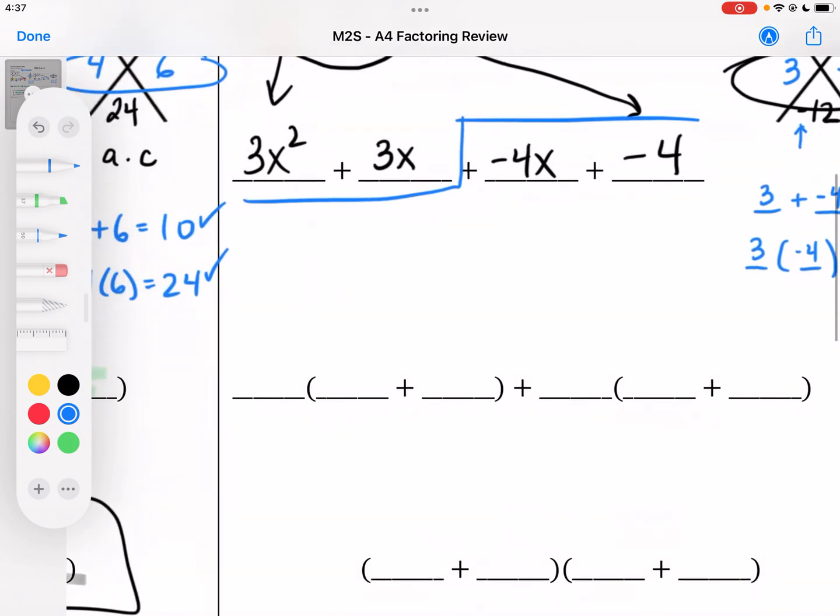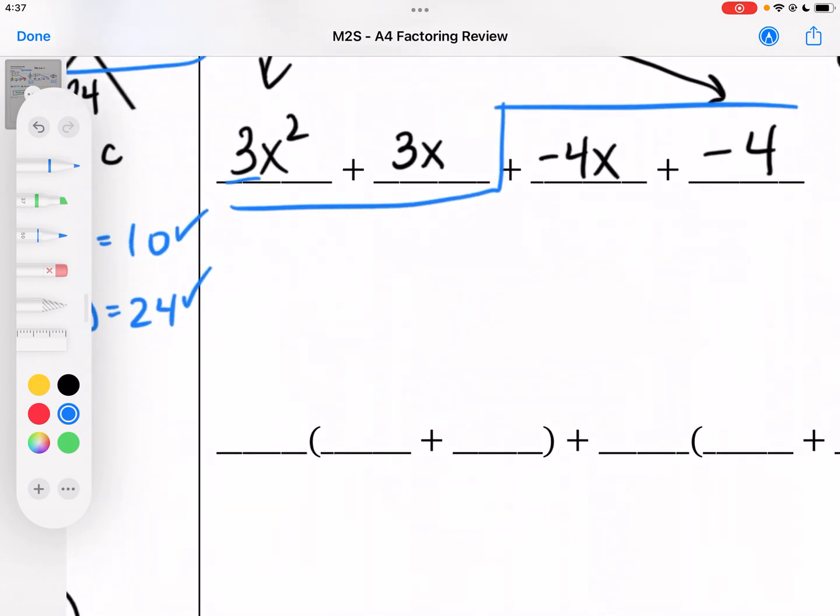Okay, so first things first, we find the biggest number you can divide both of these by. Their coefficients are the same, so you're going to put the coefficient down, and then they both have an x, so you're going to divide by 3x. So let's do that. Divide by 3x, divide by 3x.